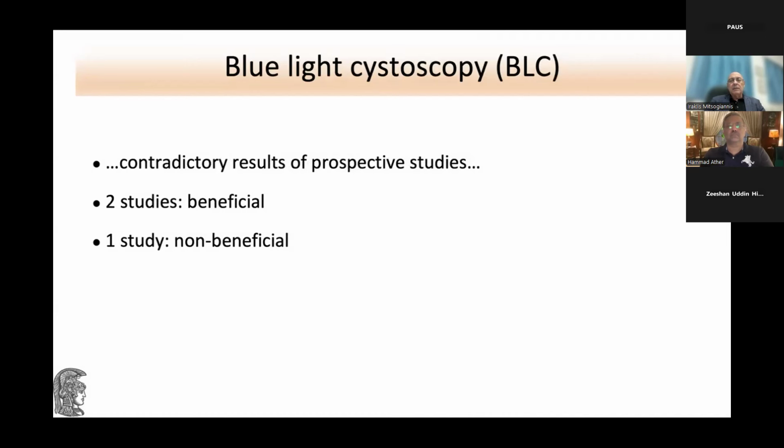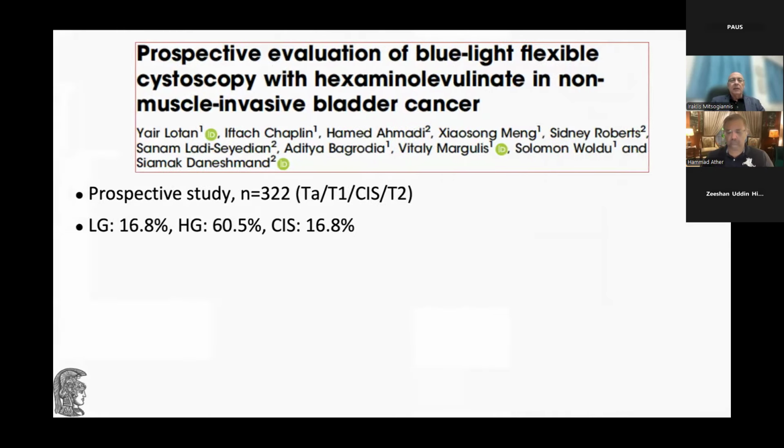Now, first of all, the blue light cystoscopy is generally considered to be a useful tool. Of course, the results of various prospective studies are a little bit contradictory, because we have 2 studies that show that there's a benefit of the blue light cystoscopy, and another one that this modality is not beneficial. This is a study that was conducted in the US. The prospective study included 322 patients with CA, T1, CIS, and even T2 disease. Most of the tumors were high grade, 61%.